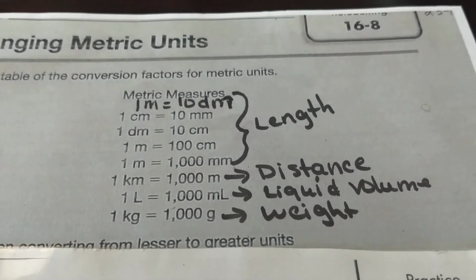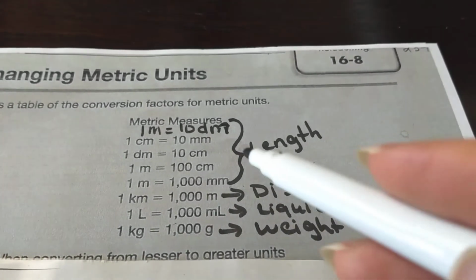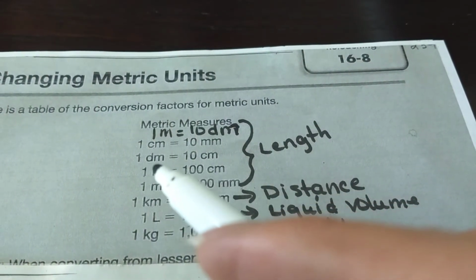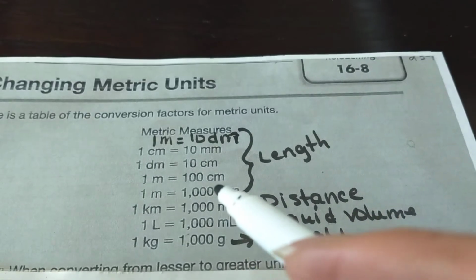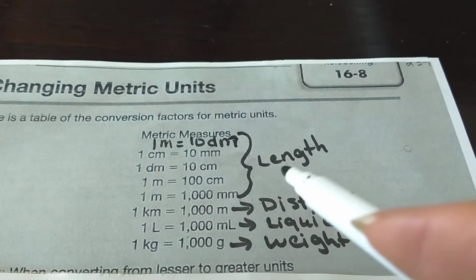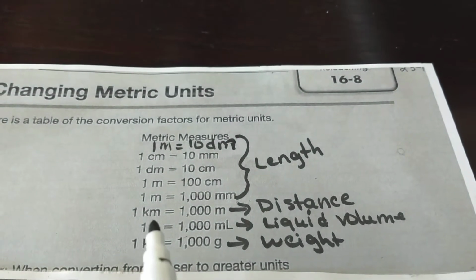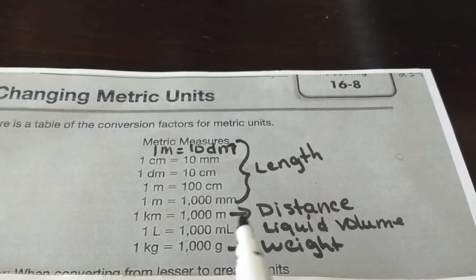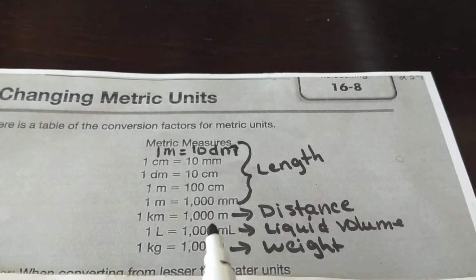It says metric measures. Okay, we have 1 meter equals what? 10 decimeters. 1 centimeter equals 10 millimeters. 1 decimeter equals 10 centimeters. 1 meter equals 100 centimeters. 1 meter equals 1,000 millimeters. Those are all our lengths, right? How long something is. Now, 1 kilometer equals 1,000 meters, which means distance. Of course, again, that means 1,000 of those meter sticks I showed you in the classroom.